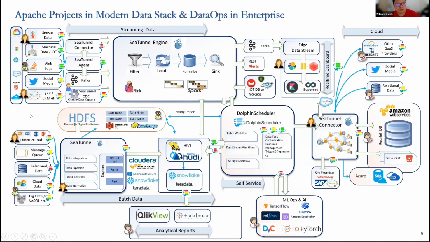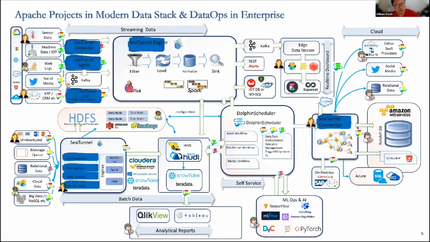Then you can see here is a very big picture that there are many Apache projects in modern data stacks and data hubs in your enterprise. Now today I want to introduce two of them. One is Apache SeaTunnel, to synchronize data and to connect data together. The other is DolphinScheduler, to do the data jobs orchestration, to orchestrate your batch job flow or data stream flow or MLOps flow.